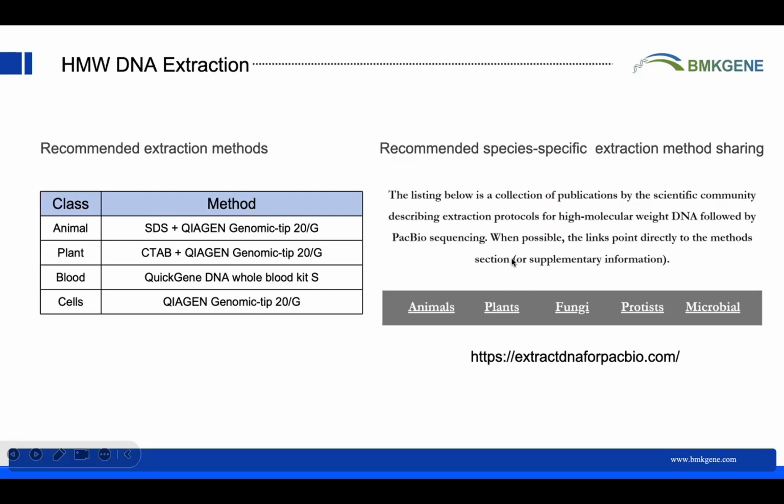And also here, I want to share a website that collects publications that already describe high molecular weight DNA extraction methods, and they are divided into different classes, like animals and plants. Under each class there are very detailed classifications. Then you can find whether your target species has information on this site, and then you can find the related information for reference.